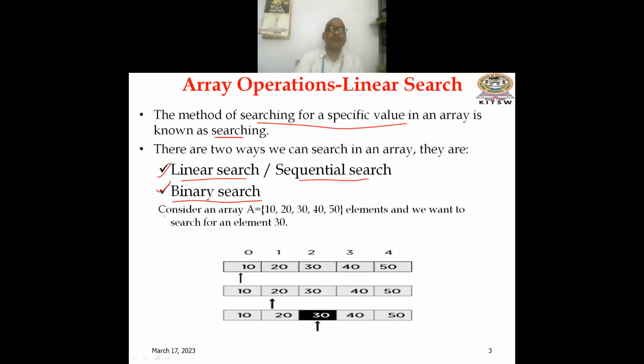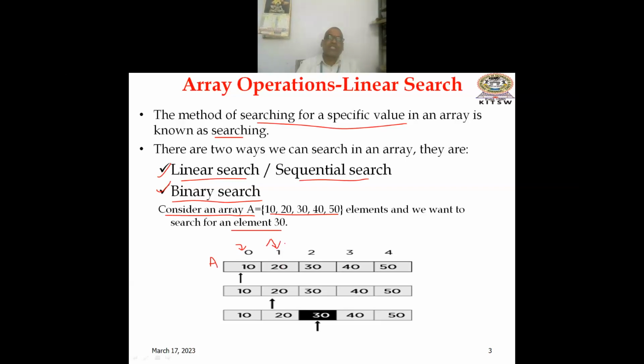Now we are going to discuss the linear search method. For example, consider an array consisting of the elements 10, 20, 30, 40 and 50, and we want to search for the element 30. How can we do this in linear search? We will sequentially perform the search from the beginning, that is the 0th location. Assuming this is an array A, is A of 0 equal to 30? No. Then we move to the next location.